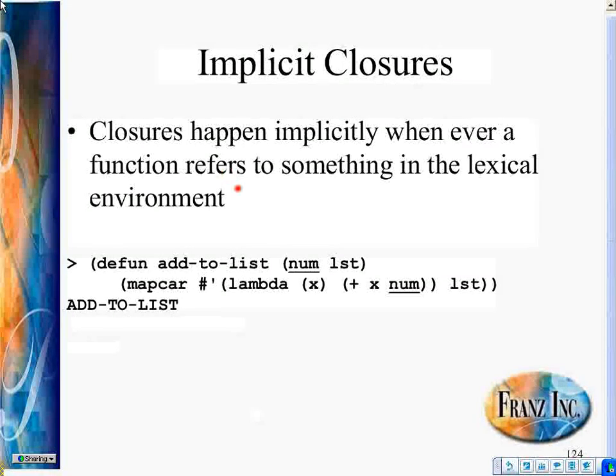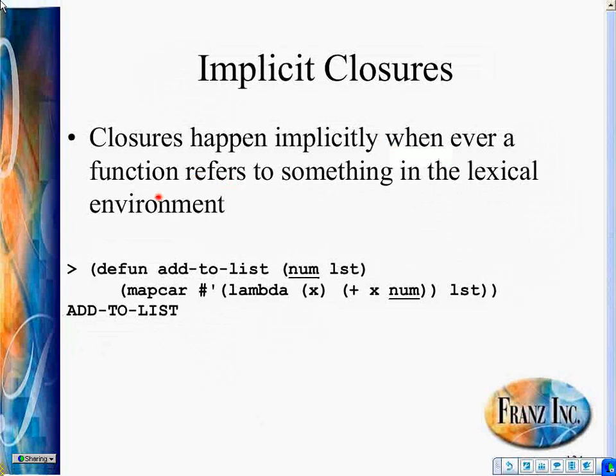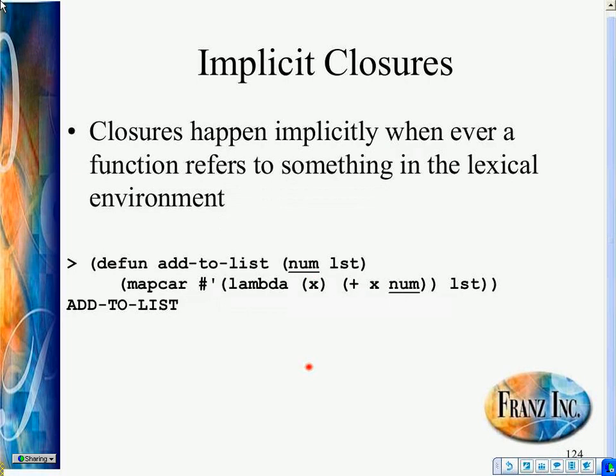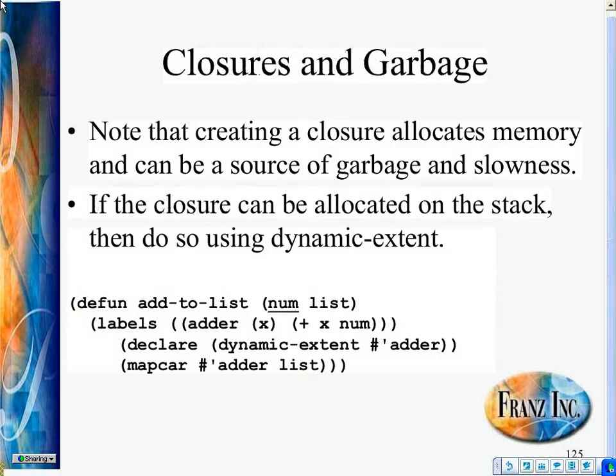Closures happen implicitly. This is where you mostly use them, whenever a function refers to something in the lexical environment. And so here, I pointed this out before in the homework. Here we have a mapping function, and one of the arguments, num, appears in its definition. And so this mapping function creates a closure, and it knows about the value of that argument.